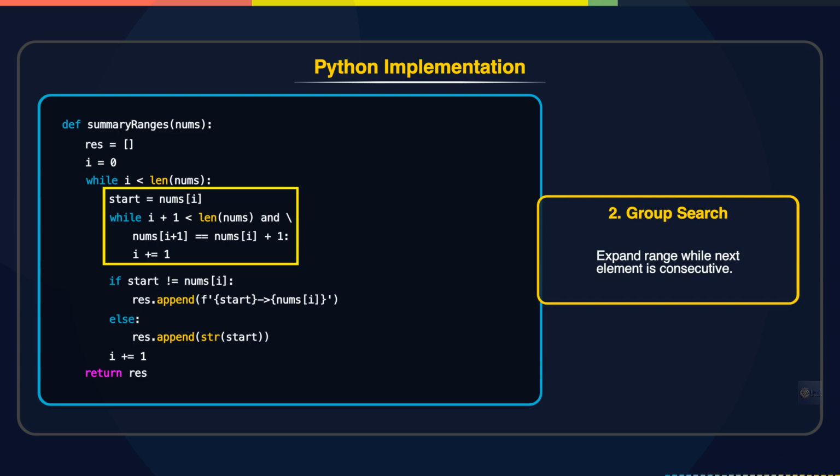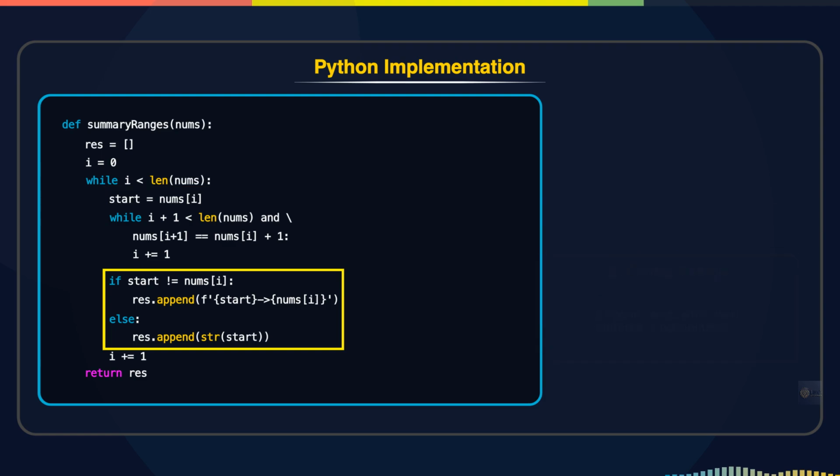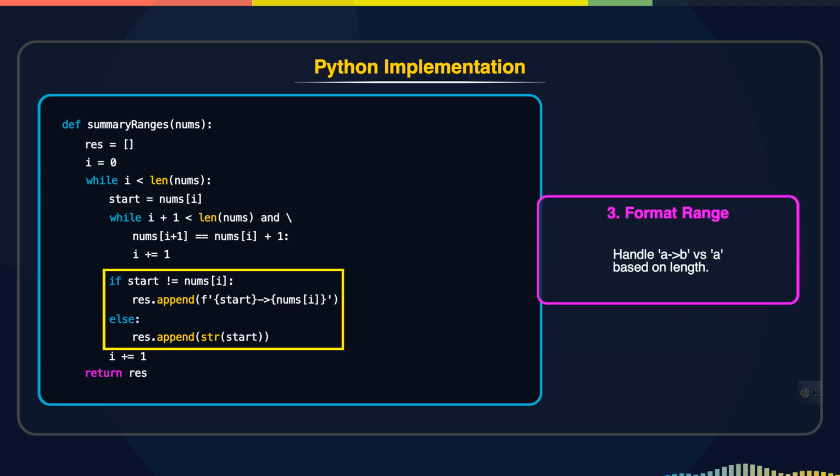Once the nested loop breaks, we check, did our range have more than one number? If start is not equal to the current nums at index i, we format it as start arrow end. If they are equal, it's just a single number string. We append this to res, increment i to move to the next potential range, and repeat.